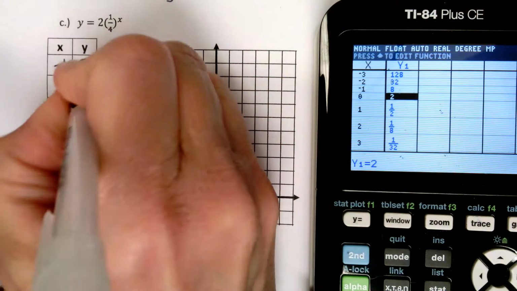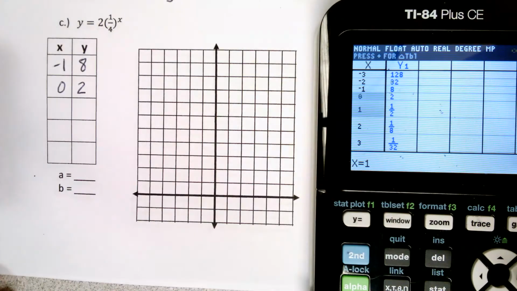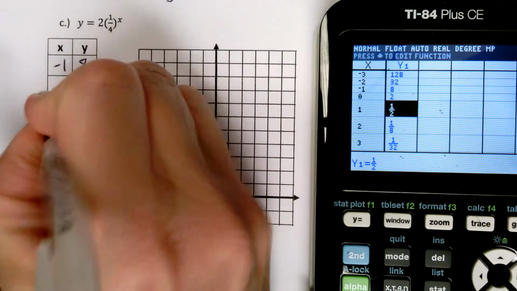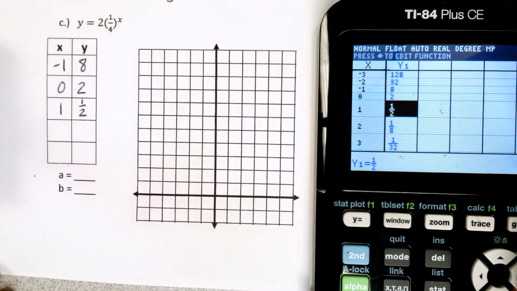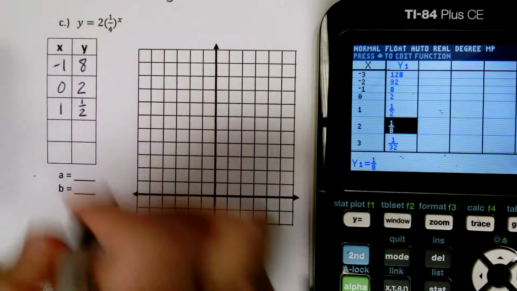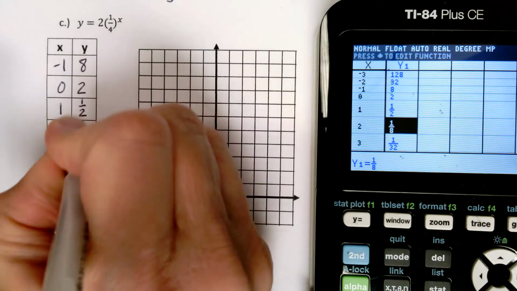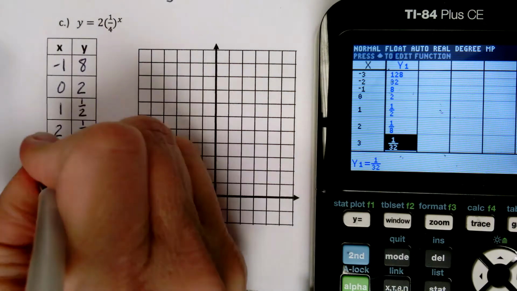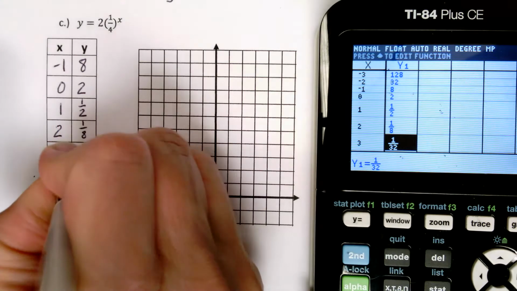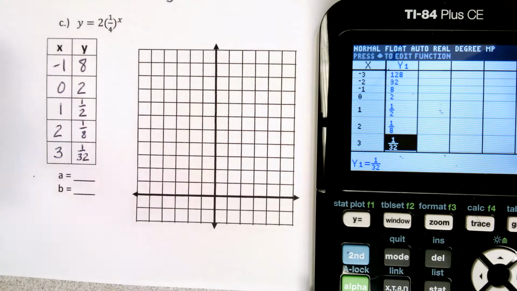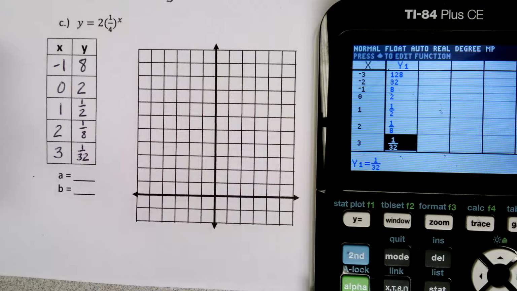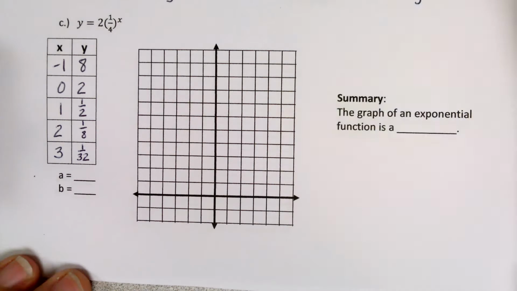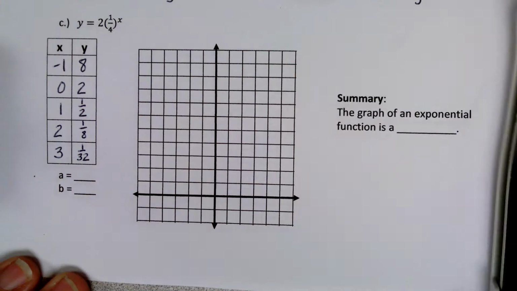0, 2, we could definitely graph that. 1, 1/2, absolutely. 2, 1/8, yep. 3, 1/32, going to look really close to the x-axis, but we definitely could do that. Okay, so let's take a look at graphing that.